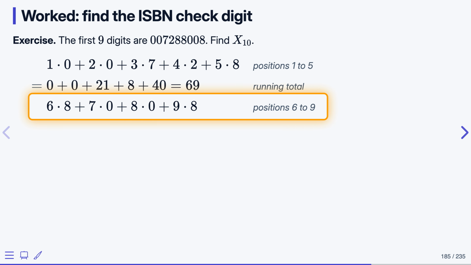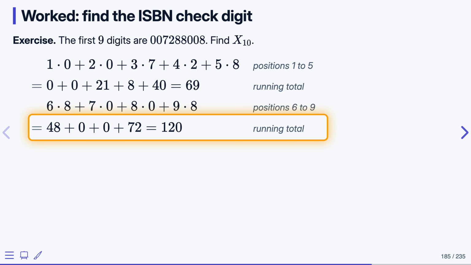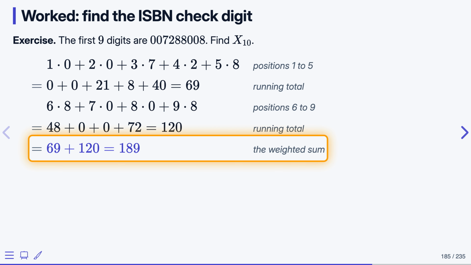Step 2, now position 6 to 9. 6 times 8, 7 times 0, 8 times 0, 9 times 8. Step 3, work them out. 48, 0, 0, 72. That adds to 120. Step 4, add the two halves. 69 plus 120 is 189.